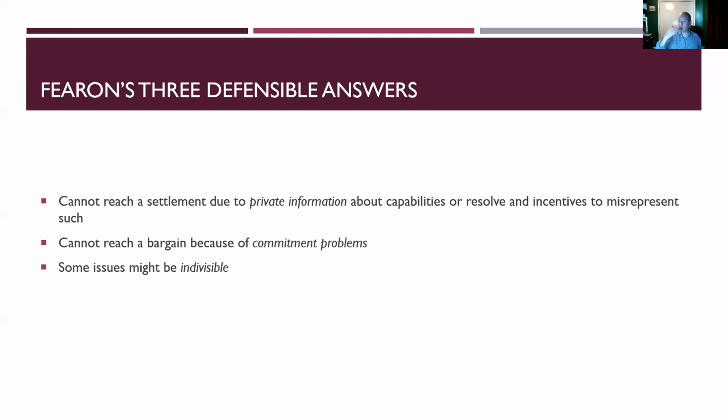So that's one way, right? It's private information. It's not that we've miscalculated the information. It's that I have some information that only I know for sure. I might be telling you about it, but you probably shouldn't believe me. Or I might not tell you about it because I might want to surprise you with it later on. Another reason that you might not be able to reach a settlement or a bargain is because of commitment problems.